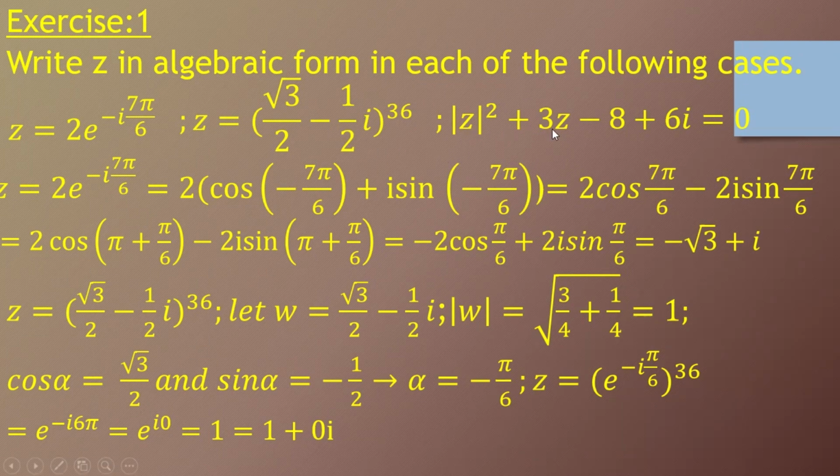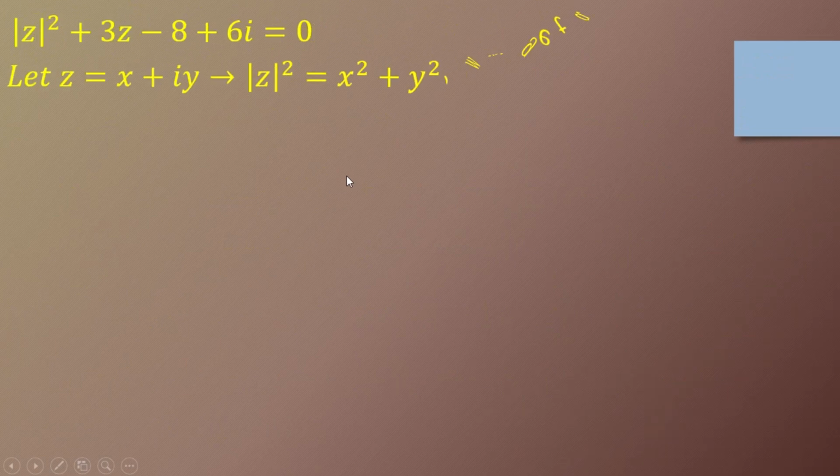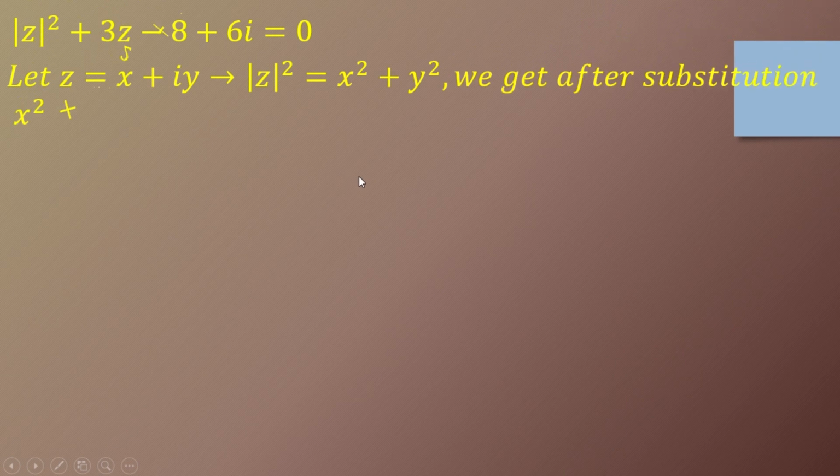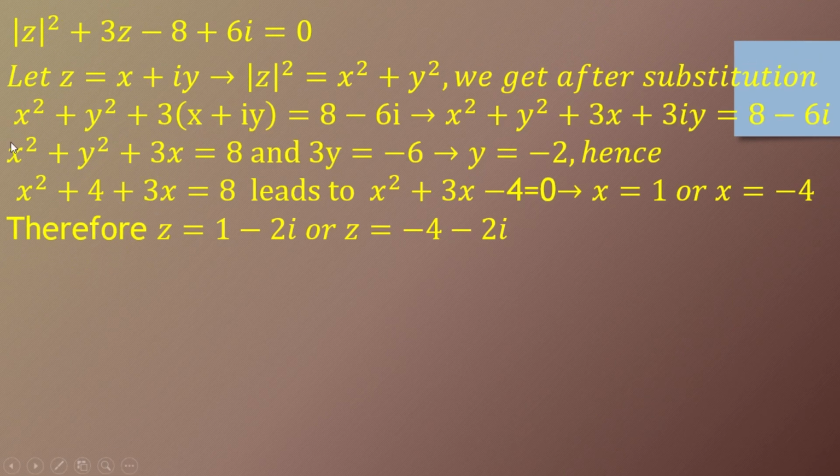Modulus of z squared plus 3z equals 8 minus 6i. When we have z and z bar, or z and modulus of z squared, we put z equal x plus iy, and we calculate x and y. So if we put z equal x plus iy, modulus of z squared equals x squared plus y squared, and 3z is 3 times x plus iy, equals 8 minus 6i. Real equals real, imaginary equals imaginary.